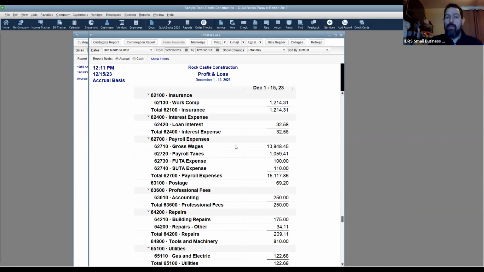That's the beauty of what QuickBooks does. It allows you to categorize all that, and then it does all the math for you. Just real quickly, let me go back here and go back to my presentation.